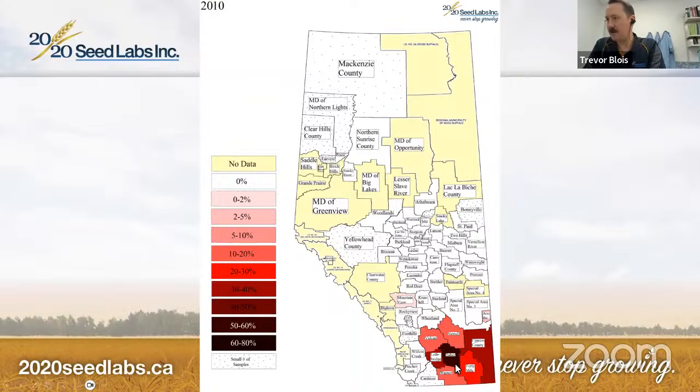Very high amounts showing up positive in Tabor at this point. Here we are in 2011 with lower levels throughout southern Alberta, but still isolated to southern Alberta. 2012, this was the year that it really spread throughout much of the province.